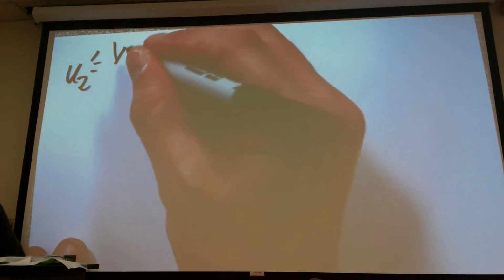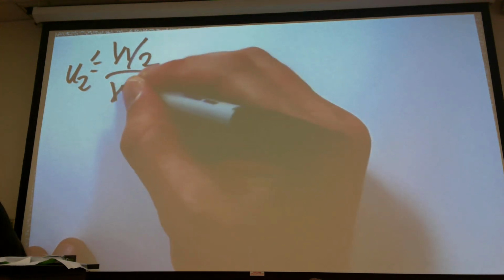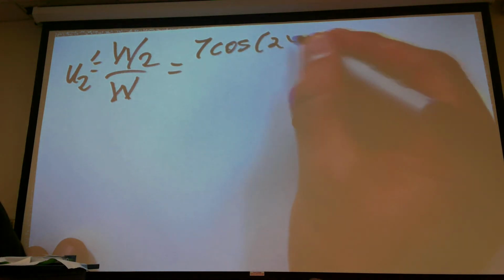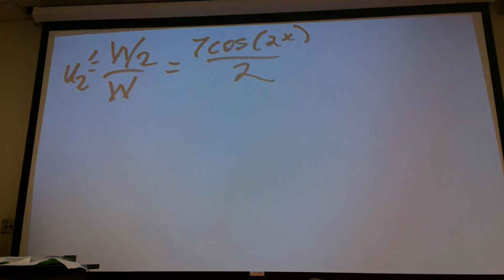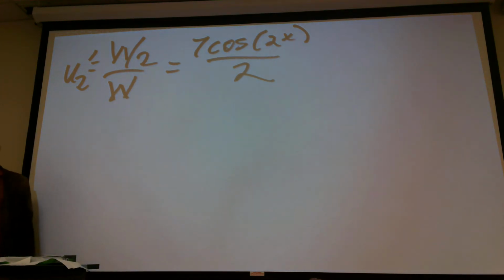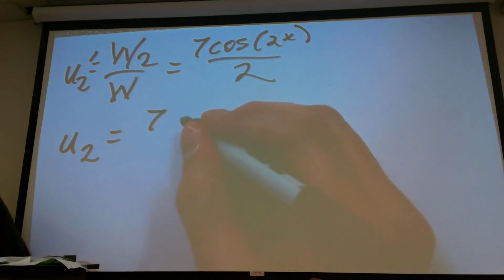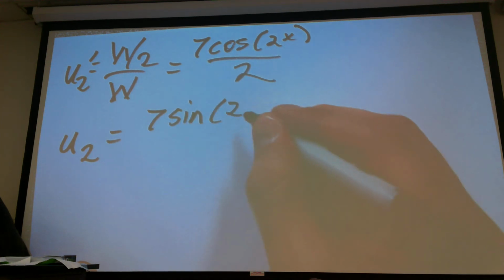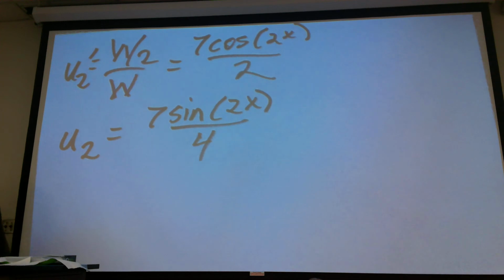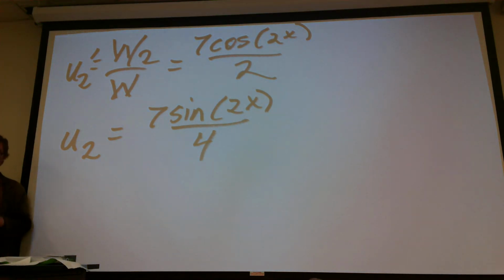Now, u2 prime equals W2 divided by W. Where's my W2? Cosine of 2x. Now this would be 7 cosine of 2x over 2, so we're going to have to integrate this. Remember, when you integrate cosine, it does not change signs. This is going to stay positive. It means that u2 is going to be 7 sine of 2x divided by 4.